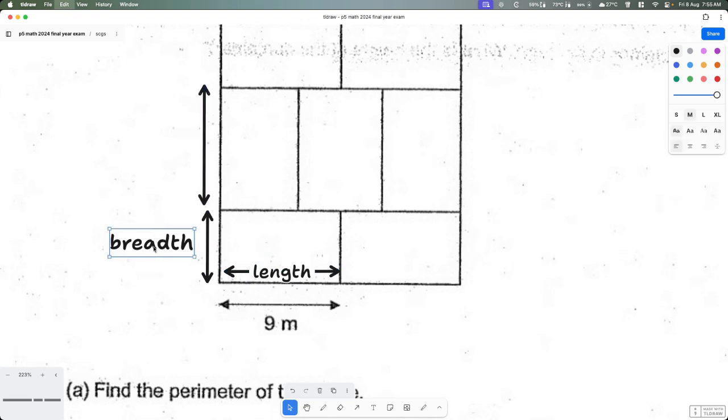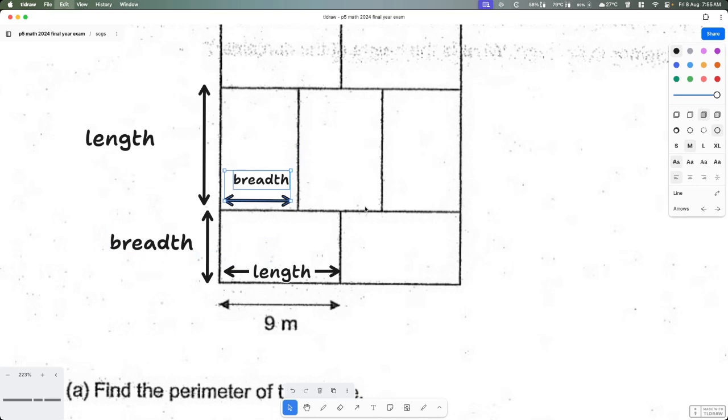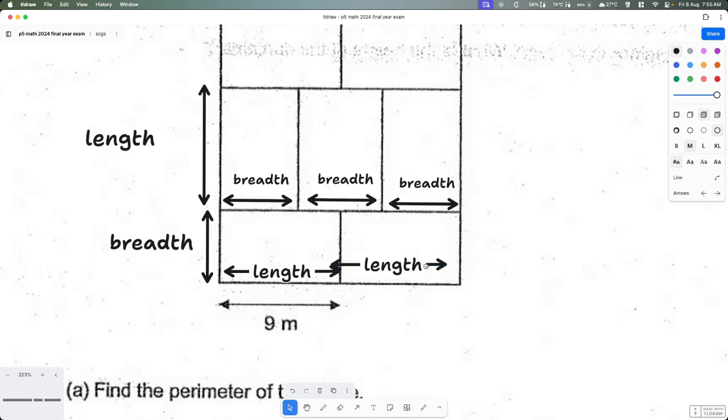I'm gonna write here length, length, and then this is also the breadth over here as well. Breadth. So the breadth over here is 3 times. Right? 1, 2, and 3. And this means this is also the length. That's what I say over here. I'm gonna put here, that means this is 9 meters as well. I'm gonna put here 9 meters.